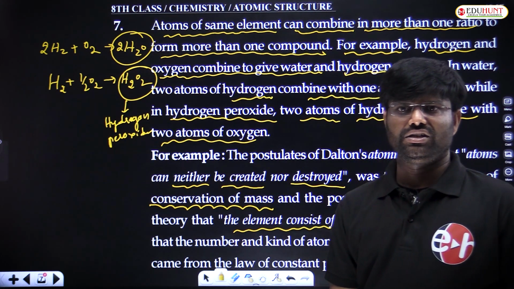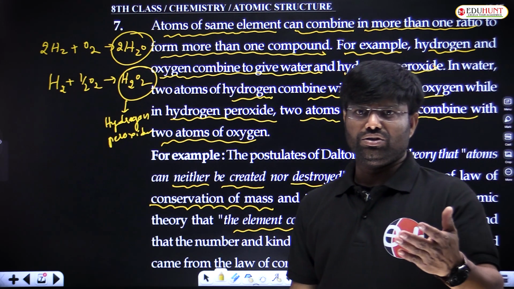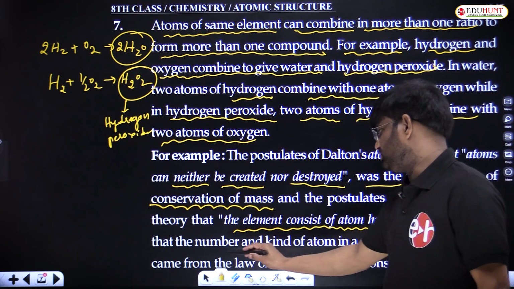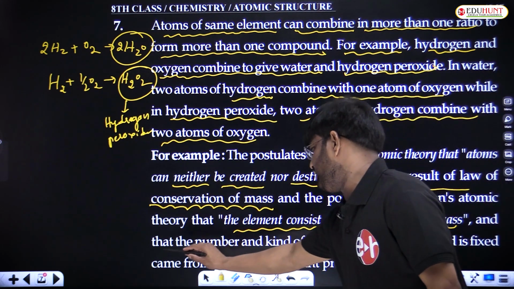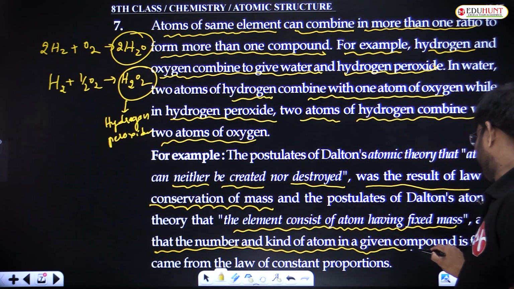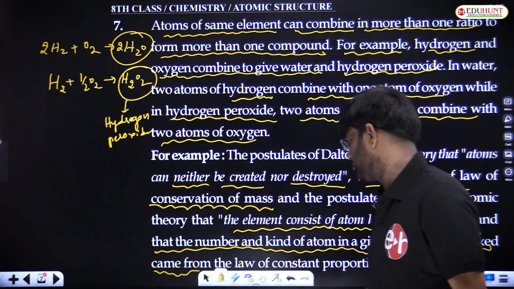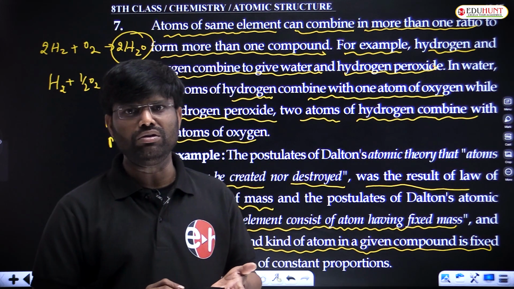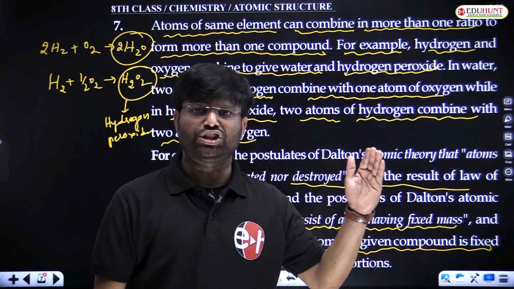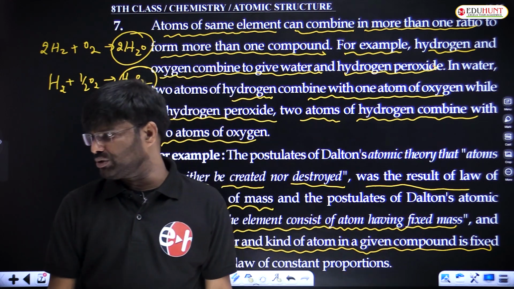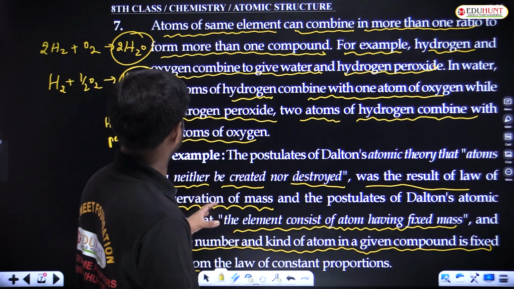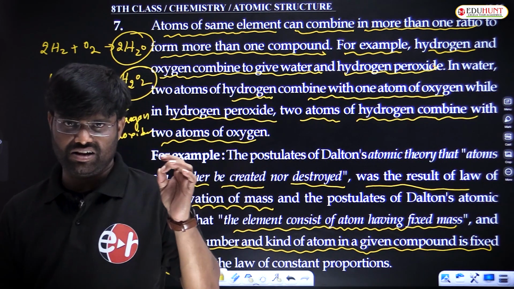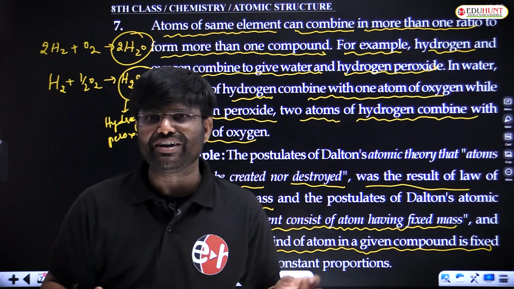Not only elements but compounds also. Any substance. Compound means what? CO2: 12 to 32, a 3 to 8 ratio, a fixed ratio by mass. And the number and kinds of atoms in a given compound are also fixed. So that is called the law of constant proportions. If you take an element or a compound, it has a fixed ratio by mass. This is about Dalton's atomic theory, based on two laws: the law of conservation of mass and the law of definite proportions.